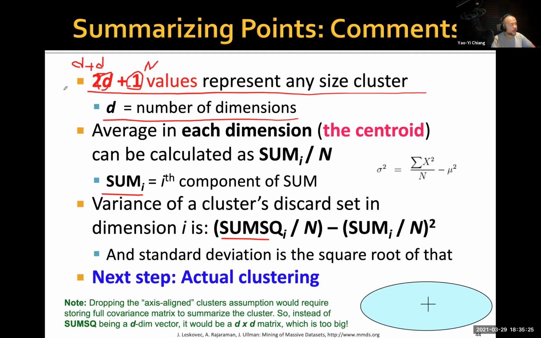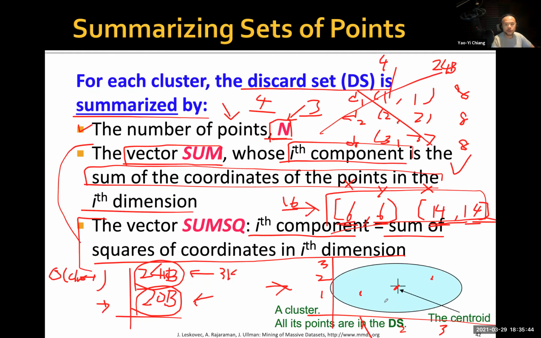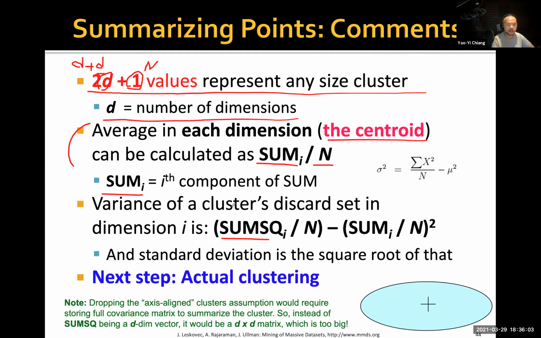Based on all these values we have stored about a cluster, we can calculate the average in each dimension, which will be your centroid. How do you calculate the average in each dimension? You just take the sum in each dimension and divide it by n. So that's here. What would be the centroid? You take the sum, 1 plus 2 plus 3, it's 6. 6 divided by 3, you have 2. 6 divided by 3, you have 2. So you have centroid 2 and 2. So based on your summary statistics, you can calculate the centroid. Good.